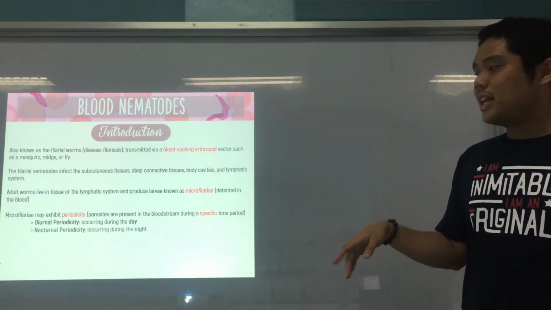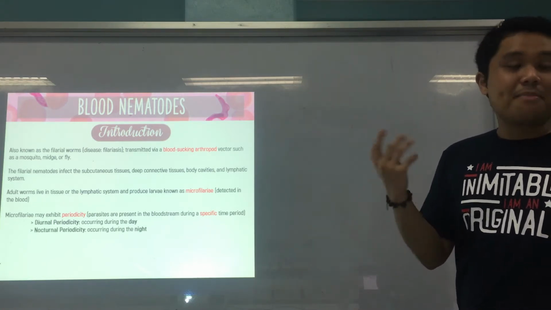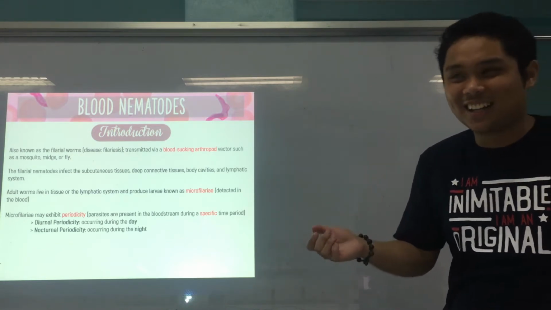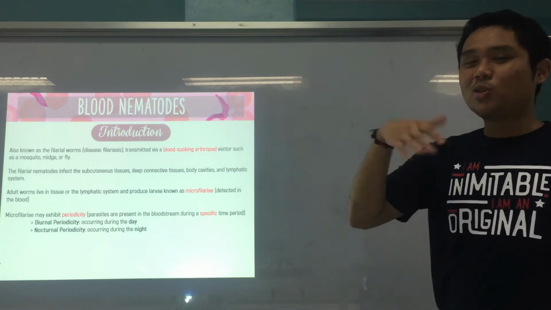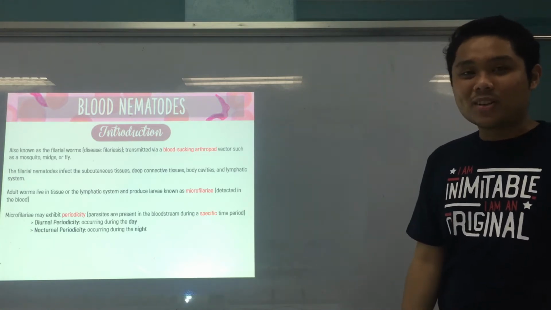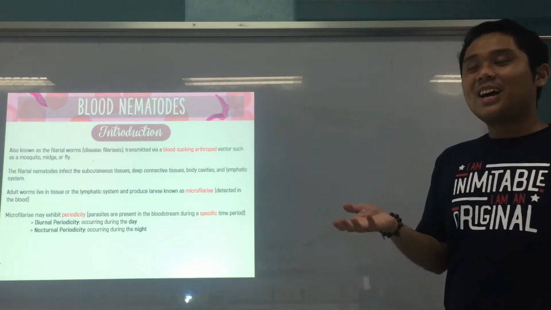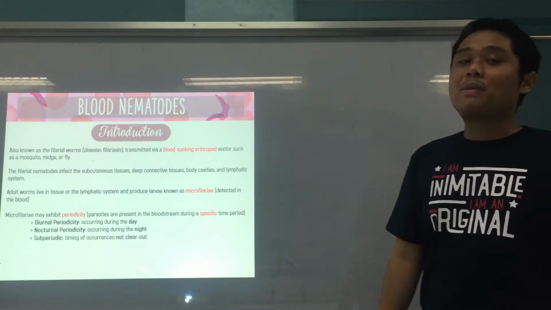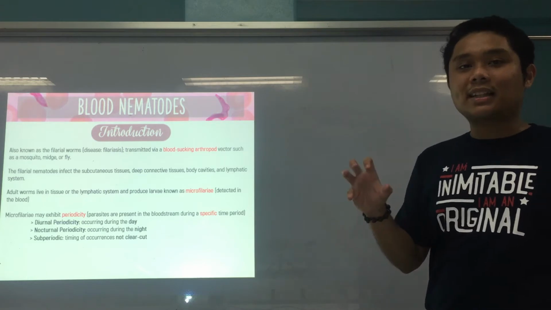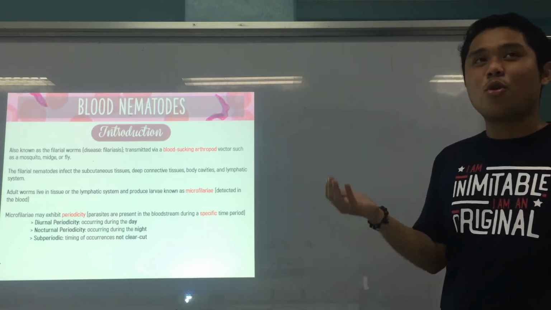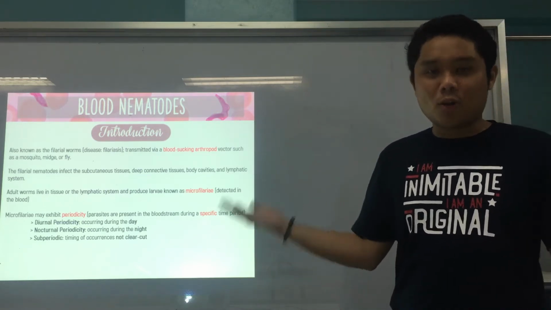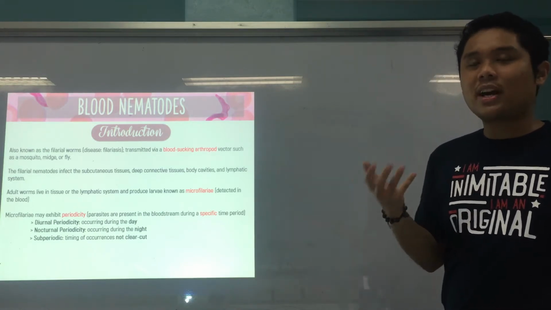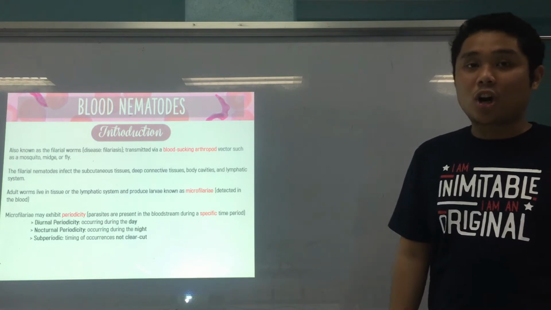Then you have nocturnal. By the name itself, they are present at night, so they are like night owls, party people. They are alive at night. And you have subperiodic. When you say subperiodic, the timing is not clear-cut, it's not really established whether they are more numerous in the morning or at night. So it would depend; their occurrence is not clear-cut.